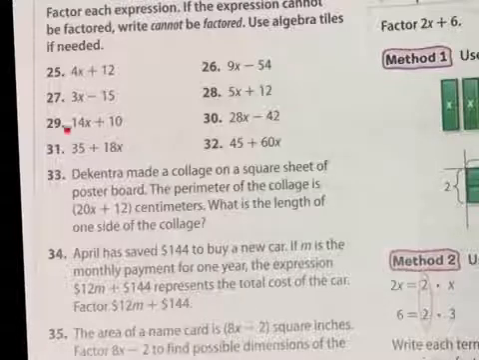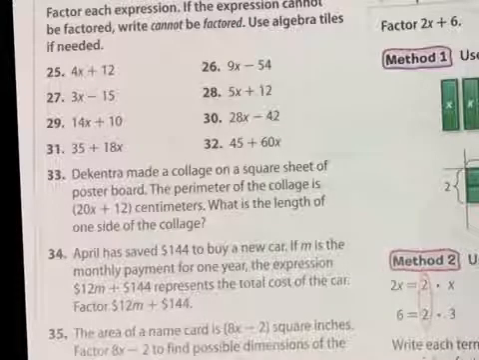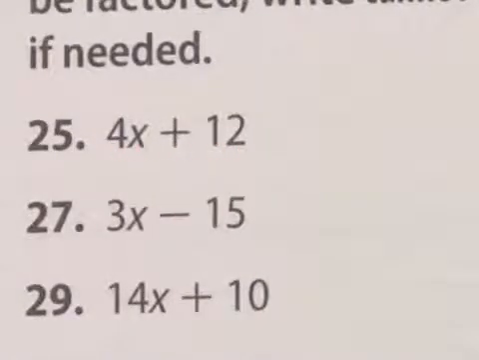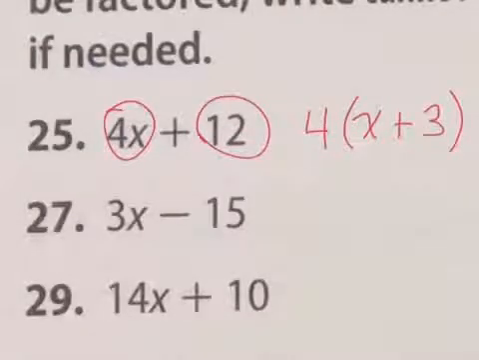Sometimes you might not find the greatest common factor, so we simply say it cannot be factored. Okay? Let's try, for example, number 25. What is the greatest common factor between 4x and 12? We know that it's 4, right? I can write simply a 4 outside, and inside the parentheses, what do I have to multiply to get 4x? I have to multiply times x. And then 4 times a number so I can get 12. 4 times 3. Okay?